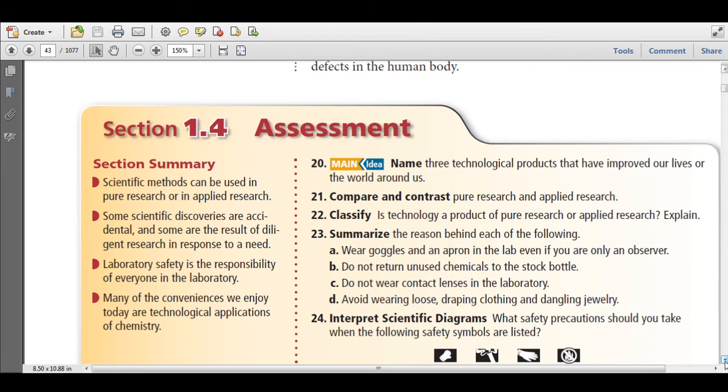A section summary of 1.4: scientific methods can be used in pure research or in applied research. Some scientific discoveries are accidental, and some are the result of diligent research in response to a need. Laboratory safety is the responsibility of everyone in the laboratory, and many of the conveniences we enjoy today are technological applications of chemistry.